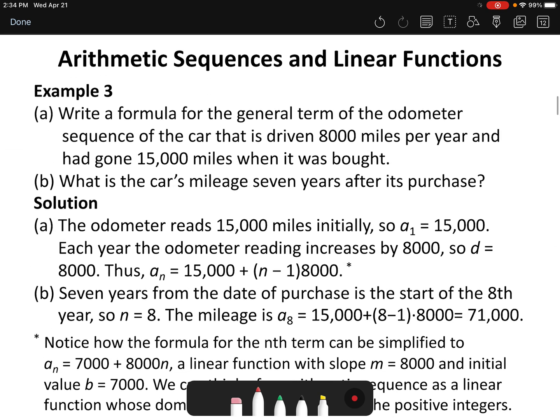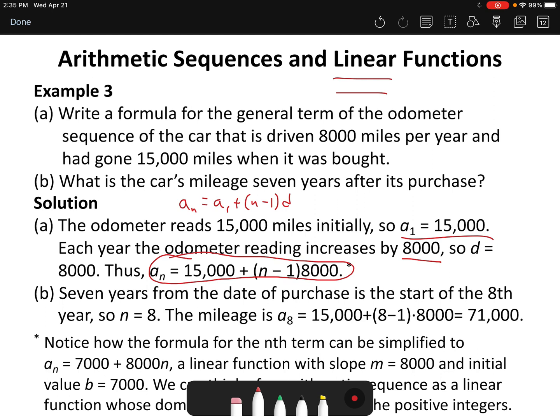Now, here's where arithmetic sequences get interesting. Arithmetic sequences are really just linear functions, and they can always be changed to y equals mx plus b. For example, write a formula for the general term of the odometer sequence of a car that's driven 8,000 miles per year and had gone 15,000 miles when it was bought. The arithmetic sequence is a sub n equals a sub 1 plus n minus 1 times d. A sub 1 is 15,000 and the common difference is 8,000. So this is our formula. That makes perfect sense.